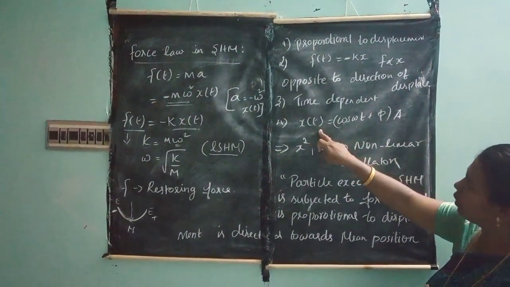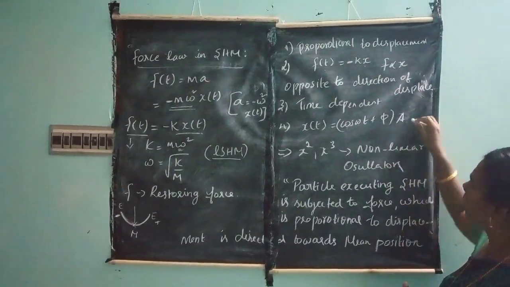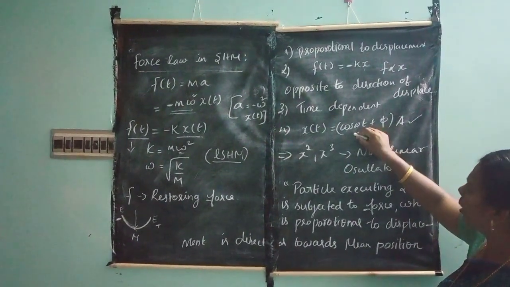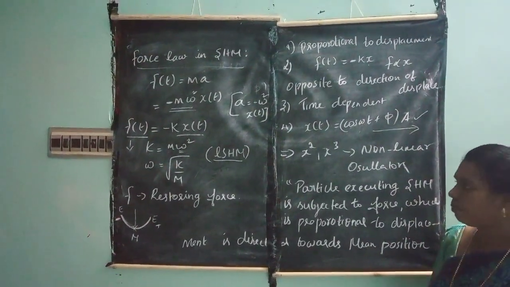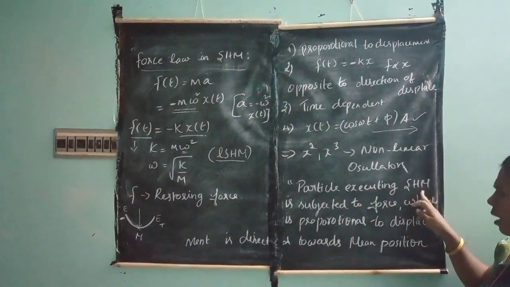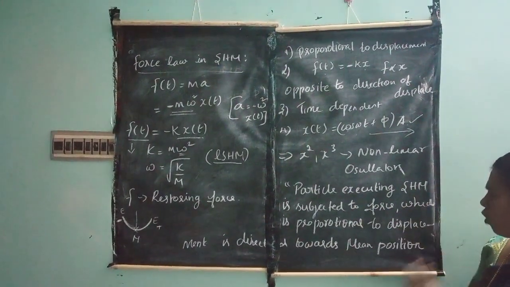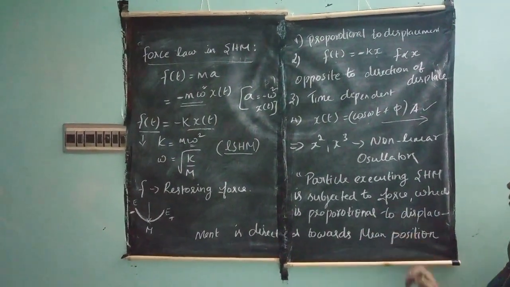X of t is equal to a cos(omega t plus pi), where a is the radius; this is the displacement along the x-axis. From that, we simply have to say that when a particle executing simple harmonic motion is subjected to a force, it is proportional to the displacement and directed towards the mean position.